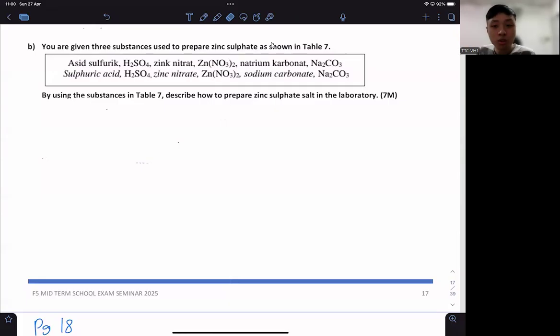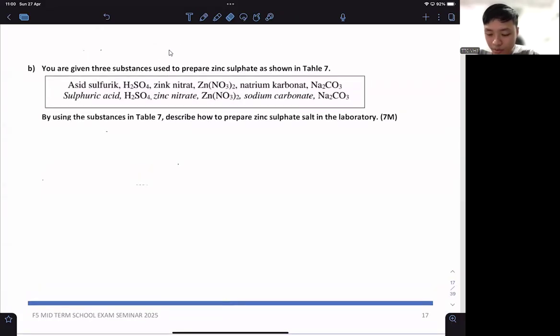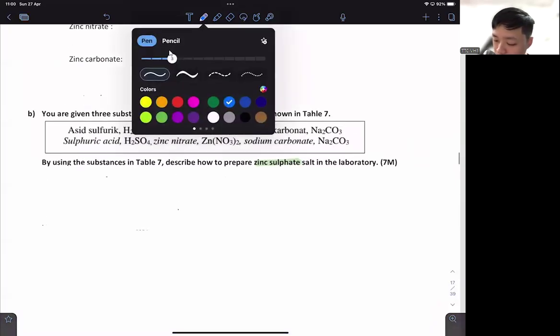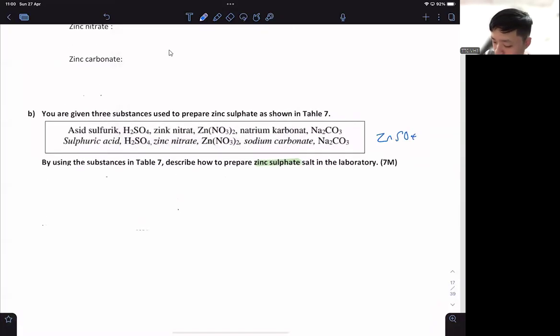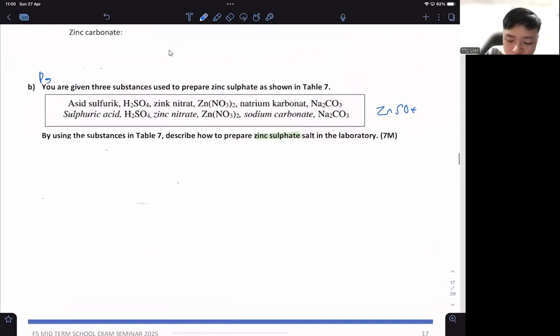So I'm back. Okay, I ask you lah, how to prepare zinc sulfate? They ask to prepare zinc sulfate. Not sure if you can write down your own. Now, zinc sulfate is ZnSO4, right? This one is page 17.